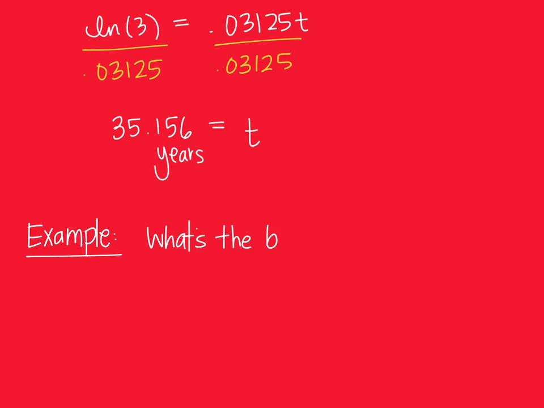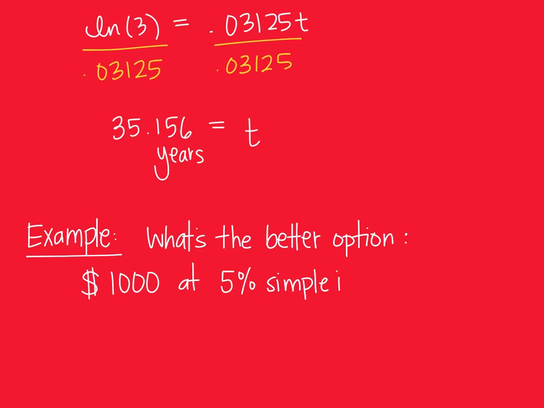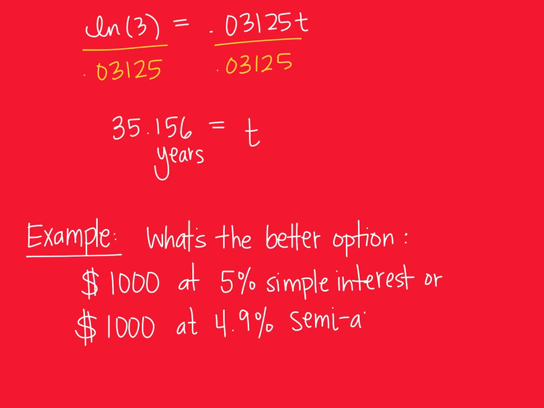What's the better option? All right, so I'm going to give you 2 scenarios. $1,000 at 5% simple interest, or $1,000 at 4.9% semi-annual interest.